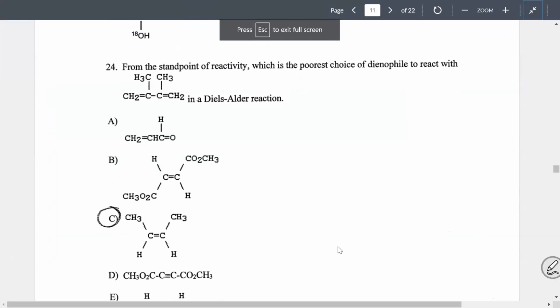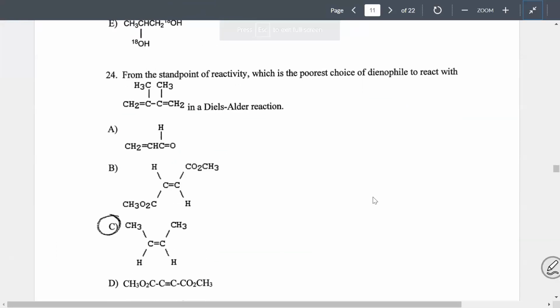Okay, there we go. They're asking for the worst dienophile, the least reactive one. Everything's conjugated, you know. Okay, let's go step by step. Dienophiles, what was the basic structure? That's a diene. What about the dienophile? They're not the same thing.